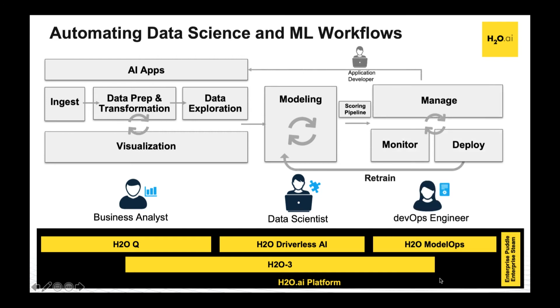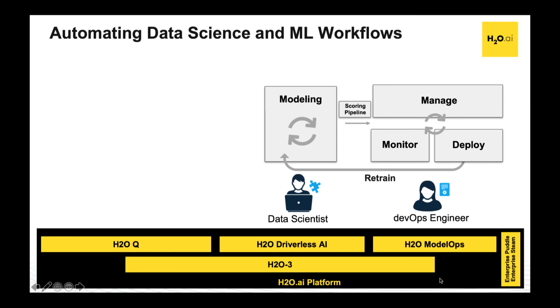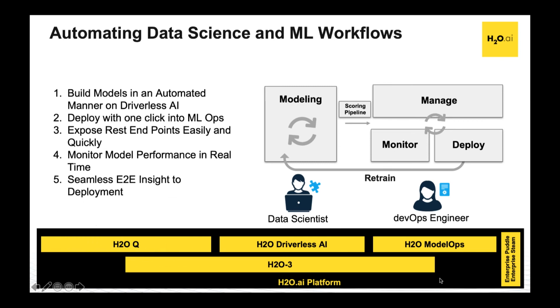Now, the last product is H2O Model Ops. In Model Ops, we allow you to do a one-click deployment from Driverless AI into putting a model into production. That model can then be monitored and evaluated in real time to see if it's drifting or other problems exist, thereby allowing the data scientist and the DevOps engineer to work hand in hand and put models into production quickly. Things such as one-click deployment, REST endpoints, scaling on Kubernetes. This is a seamless end-to-end insight to deployment story, which I'll be sharing with you in a few minutes.